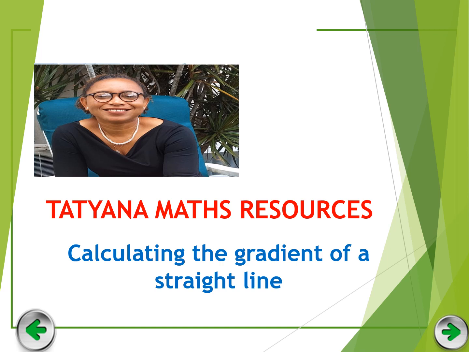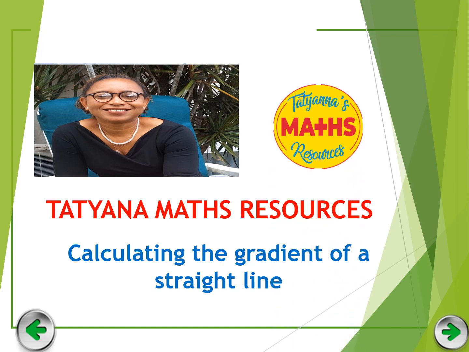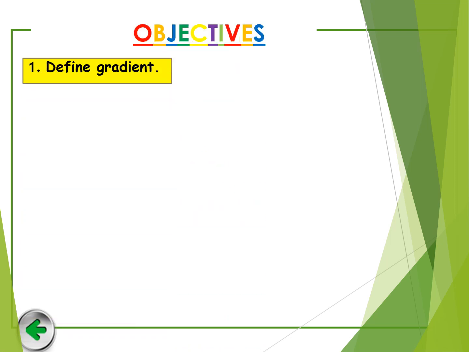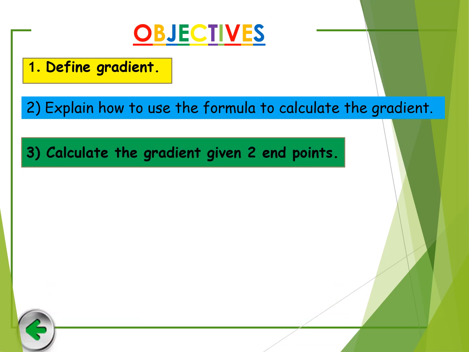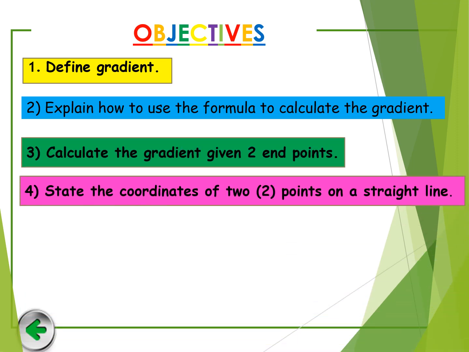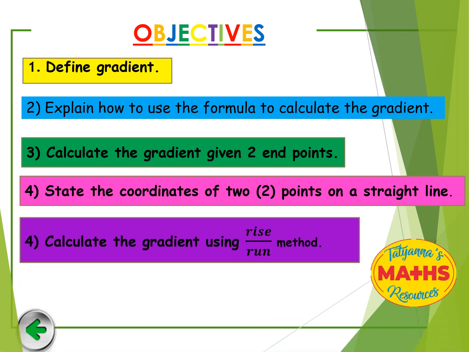We're going to be looking at calculating the gradient of a straight line. Our objectives are: 1, define gradient. Then we're going to explain how to use the formula to calculate the gradient. Then we're going to calculate the gradient given 2 endpoints. And then 4, we're going to be given a graph with a straight line, and we have to state the coordinates of 2 points on that straight line. And then we're going to use the second method of finding the gradient, the rise over the run.